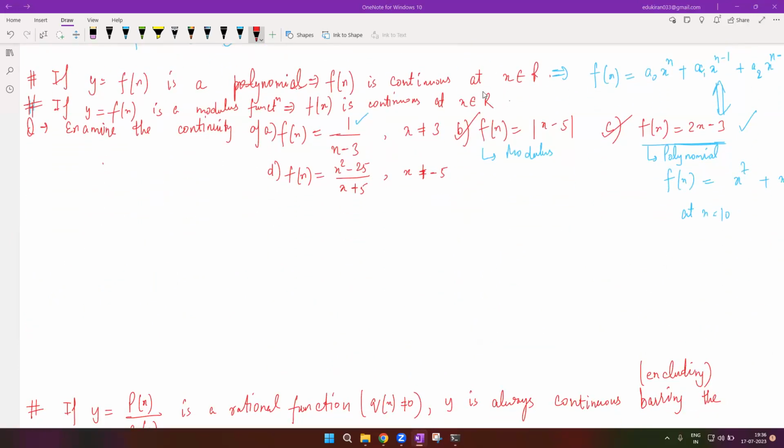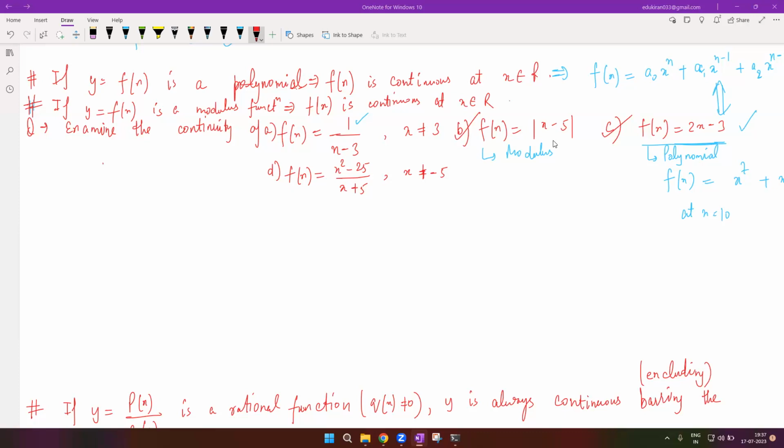Okay. But now the question is, how do I find out for which point I am checking the continuity? So whenever you have these kind of functions, you'll have to check. In these cases, B and C, you can directly say that the function is modulus or the function is polynomial, so it is continuous everywhere. We don't need to check.